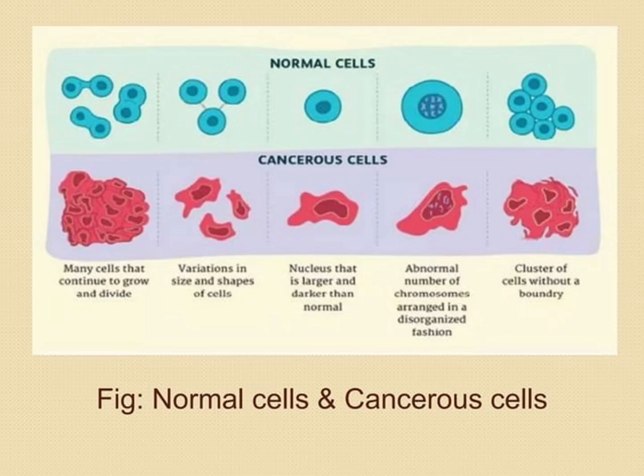Next, here we can see the normal cells and cancerous cells. In cancerous cells, there are many cells that continue to grow and divide, and there will be variations in size and shapes of the cells. It has a nucleus which is larger and darker than normal. There will be an abnormal number of chromosomes arranged in a disorganized fashion in cancerous cells. And also there will be clusters of cells without any boundary. But in normal cells, there will be a boundary.